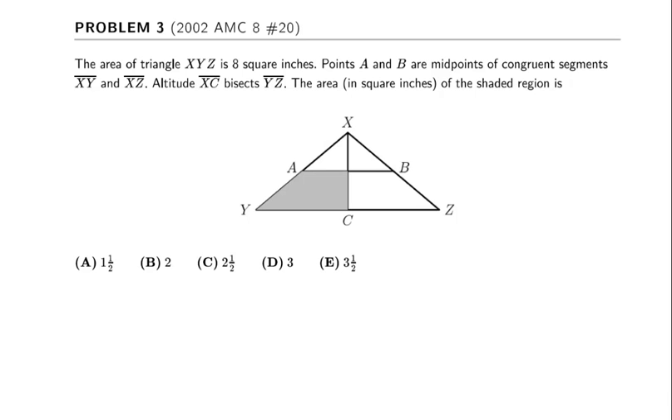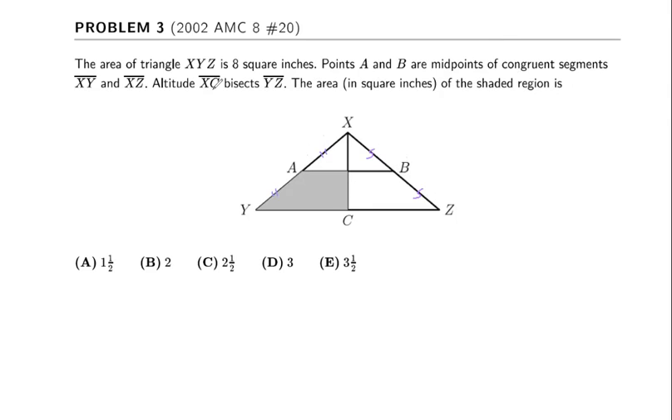The question says the triangle XYZ, the whole figure, is 8 square inches. A and B are the midpoints of the sides, so that means this piece and this piece are equal, and then XB and BZ are also equal. Since we don't know XY and XZ, maybe they are not the same size, which is why we cannot just say this is the same as this one. So we know only that B is the midpoint and A is the midpoint.